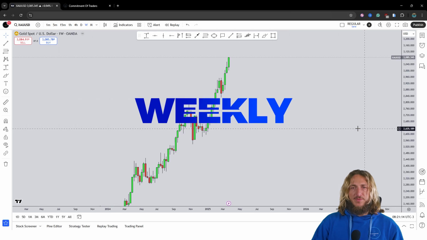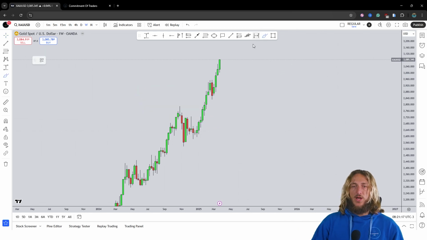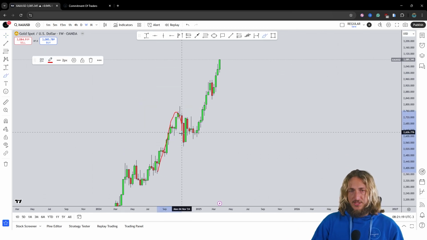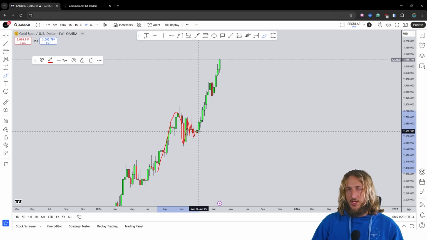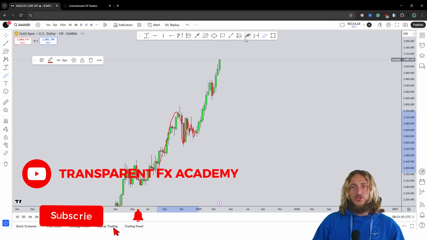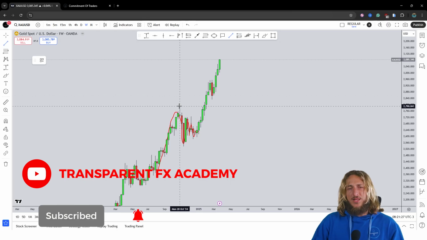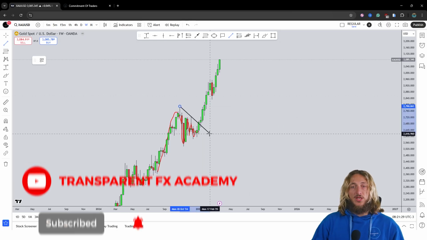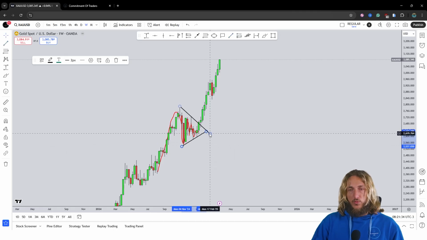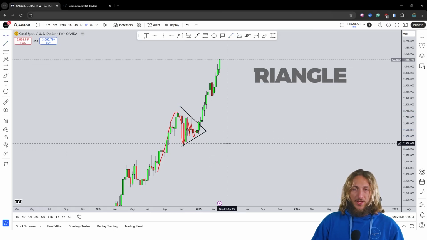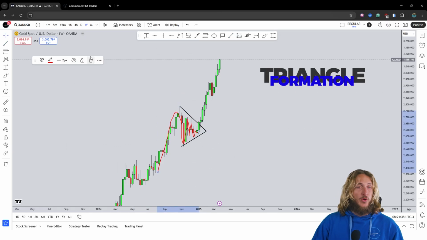Now, from a weekly perspective, the situation is very clear as well. We can see a massive impulse, then we're starting to see this horizontal price action being created. But if we look closely, we can actually see that it wasn't really horizontal price action. It was actually a consolidation pattern, which is a quite popular one, which is a wedge or triangle formation, depending on how you want to call it.